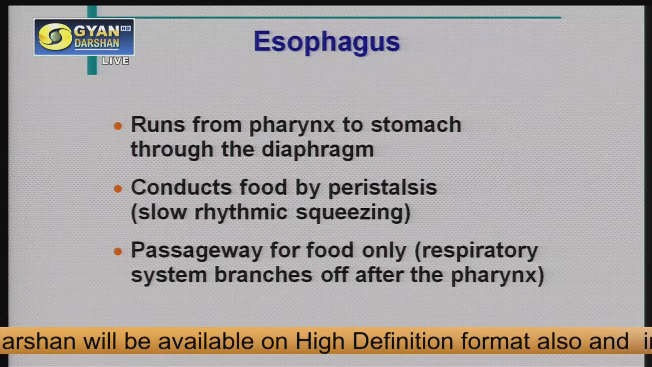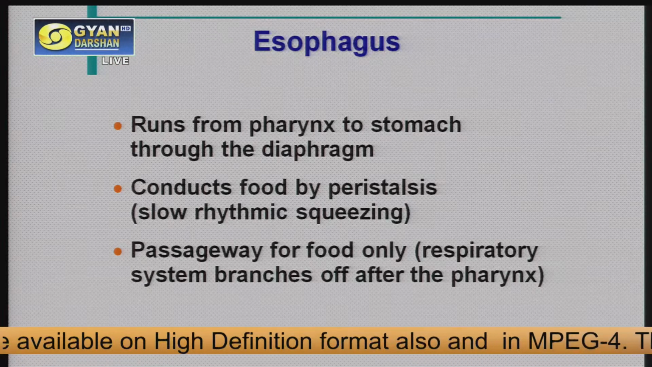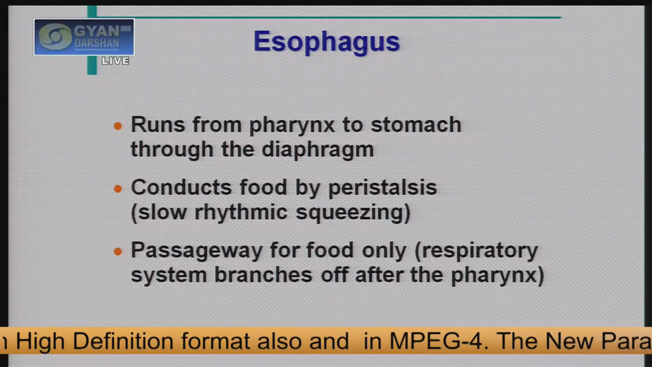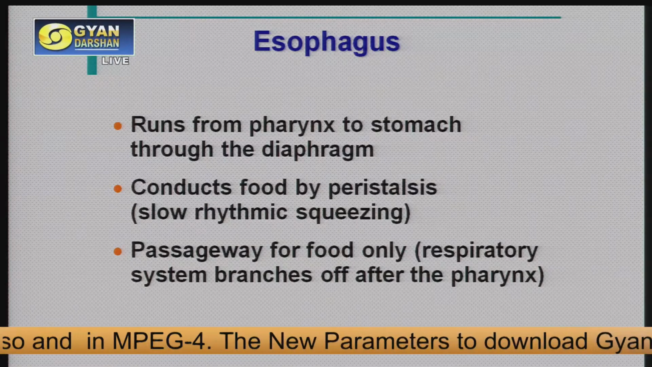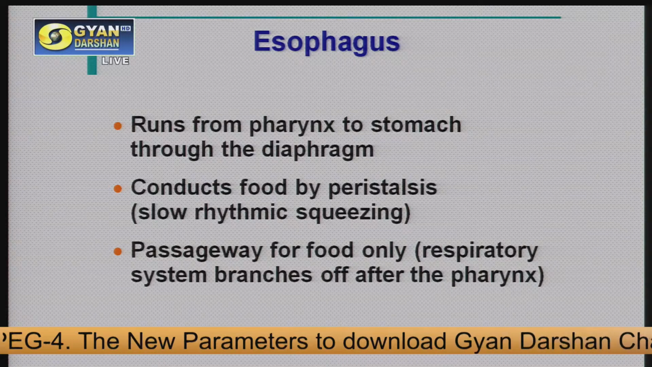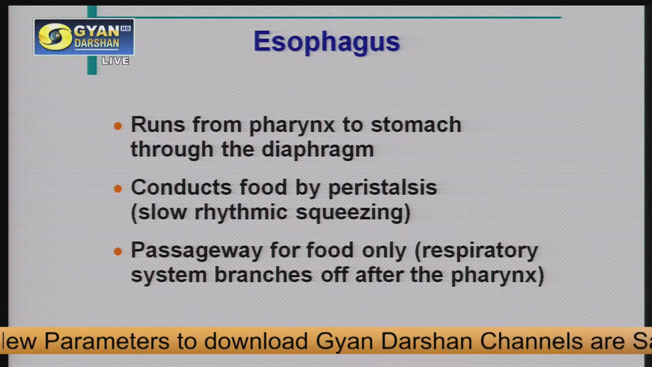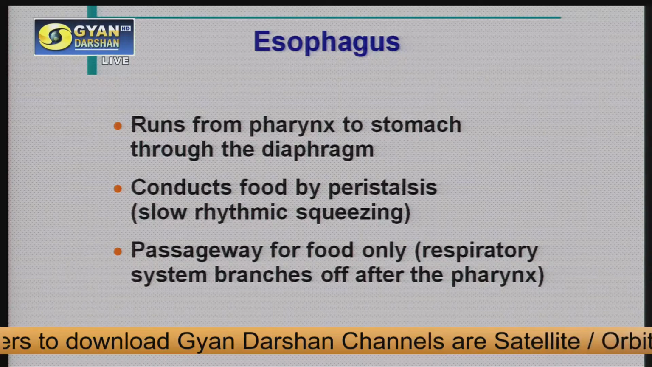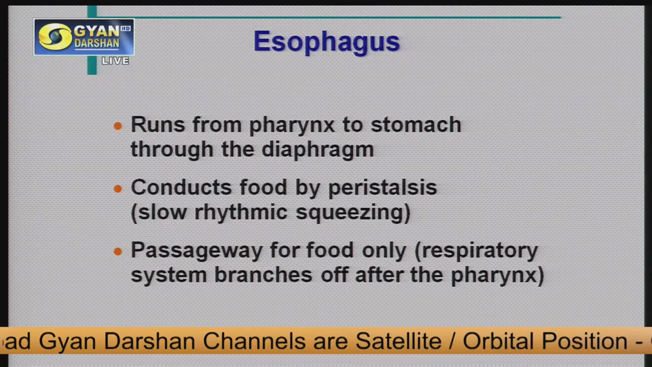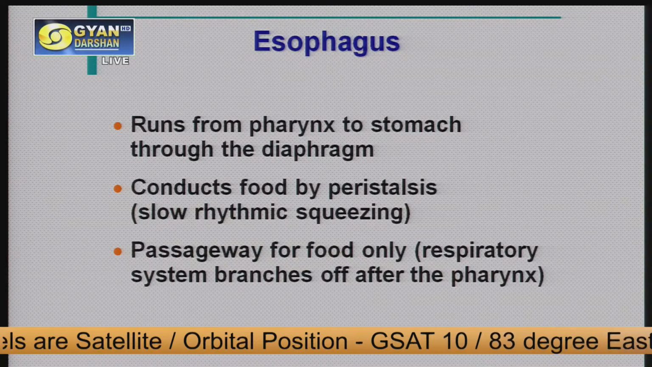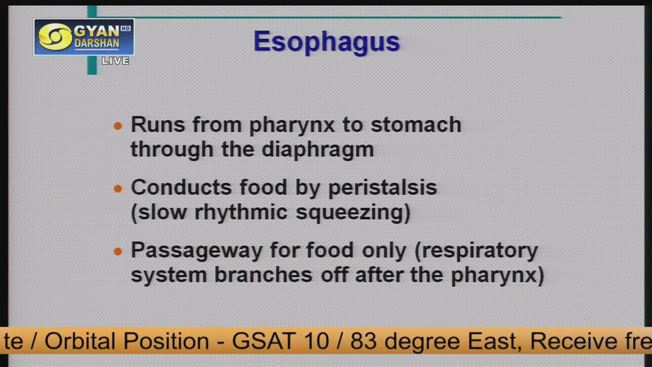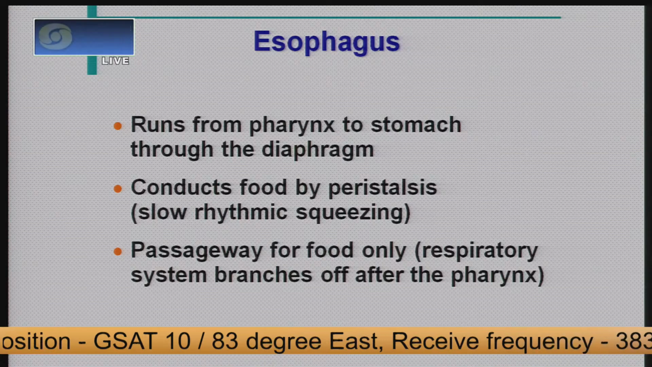Now we come to esophagus or the food pipe, जिसको हिंदी में हम आहार नली भी कहते हैं. It runs from pharynx to stomach through the diaphragm, and it conducts food by peristalsis. Peristalsis movement is basically alternate contraction, and this is a very fascinating movement. You can see on YouTube some very important fascinating videos available which show the peristaltic movements.